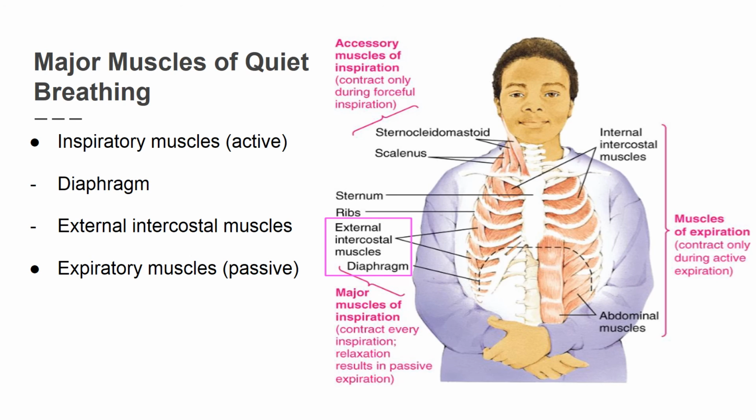Now let's look at the muscles involved in quiet breathing. Inspiratory muscles include the diaphragm and external intercostal muscles. These actively contract during inspiration. Expiration is passive, so what this means is that the diaphragm and external intercostal muscles merely relax and the air moves out of the body.